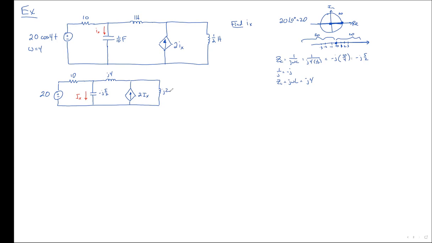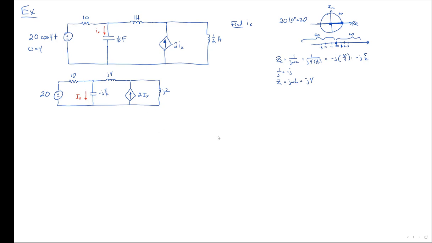Quick check. Do all of your resistors have a real impedance? Yes. Do all of your inductors have a positive imaginary impedance? Yes. Do all of your capacitors have a negative imaginary impedance? Yes. So that's done right. Now we've transformed this into Circuits 1, and now we can just use Circuits 1 approaches.